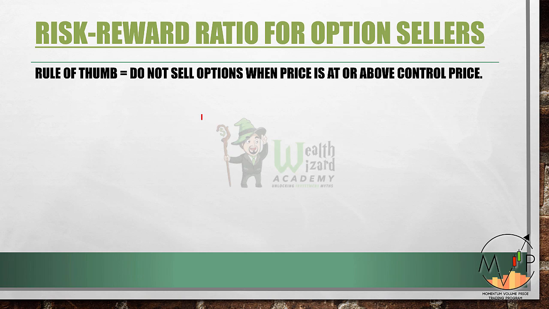But if you're going to make a quick decision, a quick judgment on whether you should sell an option on a stock or not, based on this MVP method, I'll give you a simple way: do not sell options when price is at or above control price. That's it, done. Always remember, if you see the price at control price or above it, just don't bother selling any options on that stock. Full stop. No more discussions, no more trying to adjust the control price in order to get into the trade. Just not worth it. Move on, look at other stocks.